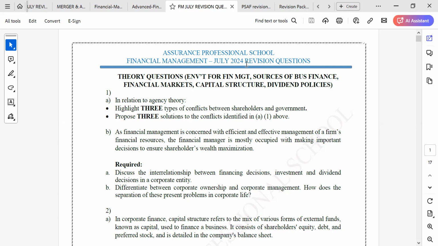Question 1. In relation to agency theory, highlight 3 types of conflict between shareholders and government. Then propose 3 solutions to the conflicts identified above.